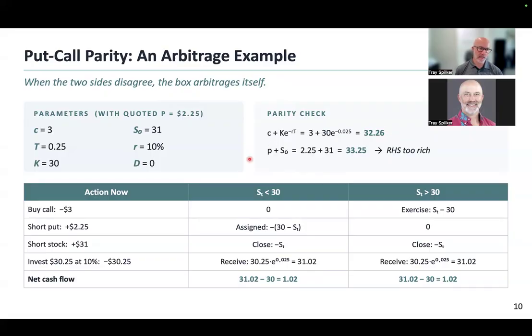What does the long left-hand side look like? Well, it looks like we buy a call and invest the remainder. Well, I'll get to the remainder part in a minute. And we generate money by shorting the right-hand side. That is, we short the stock, so we get $31, and we short the put, so we get the put premium. So we earn $33.25 in shorting and put premium. We spend 3 of that on the call option, and then we invest the remainder over the next 3 months.